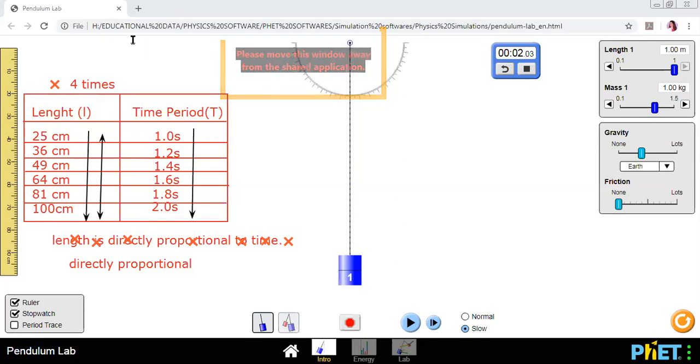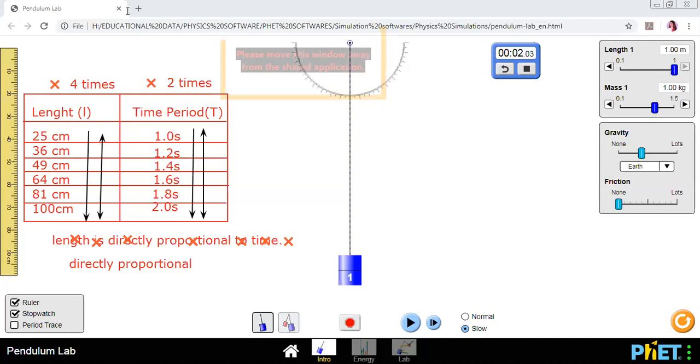Now let's look at the time period. It has become 1 into 1 has become 2. So you find that it has increased, but 1 has become 2, which means the time period has increased by 2 times. Exactly. So if you check this data very carefully, you will come to know that the length has increased by 4 times, but the time period has not increased by 4 times.